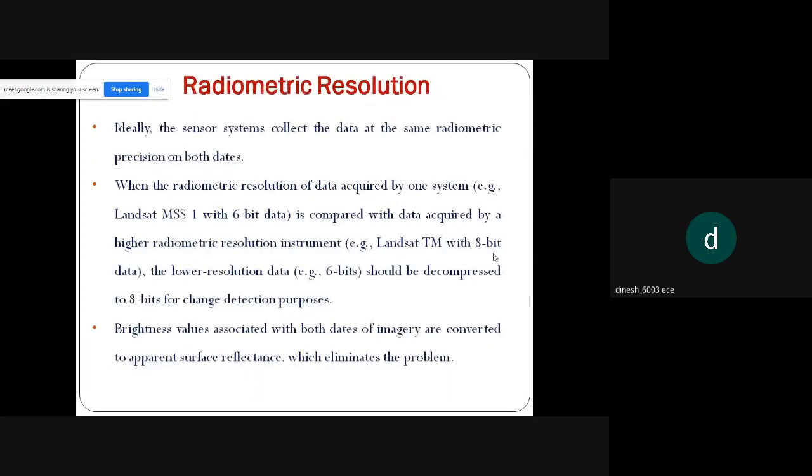So the radiometric resolution is that the sensor collects the data with the same radiometric precision on both the dates. When the radiometric resolution of data acquired by one system is compared with the data acquired by higher radiometric resolution instruments like Landsat TM, Landsat MSS, Landsat 8-bit data, then they should be decompressed to 8 bits for change detection purposes. So the brightness values associated with both the dates of imagery are converted to apparent surface reflectance, which eliminates this problem.